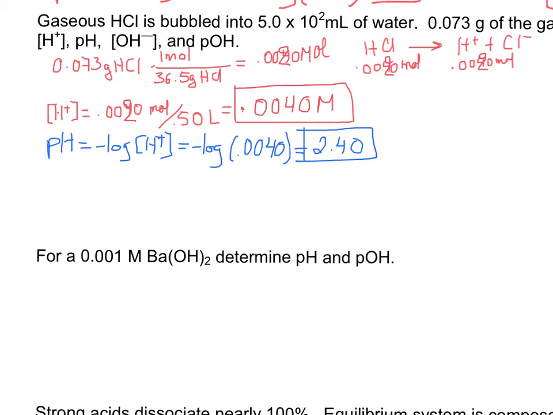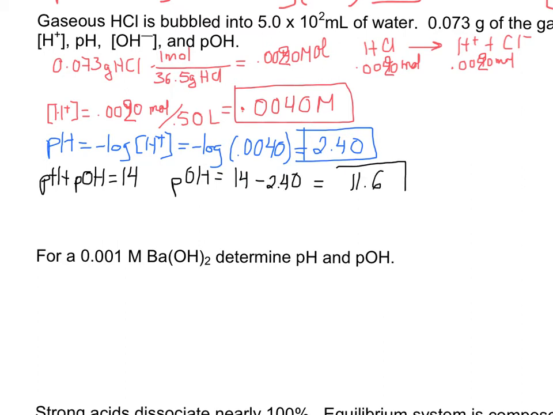All right, next let's find the pOH. We know that pH plus pOH is equal to 14. So that means that pOH would be equal to 14 minus 2.40, which is equal to 11.6. Another note about sig figs, this 14 is actually 14.00, so don't worry about the sig figs with that.